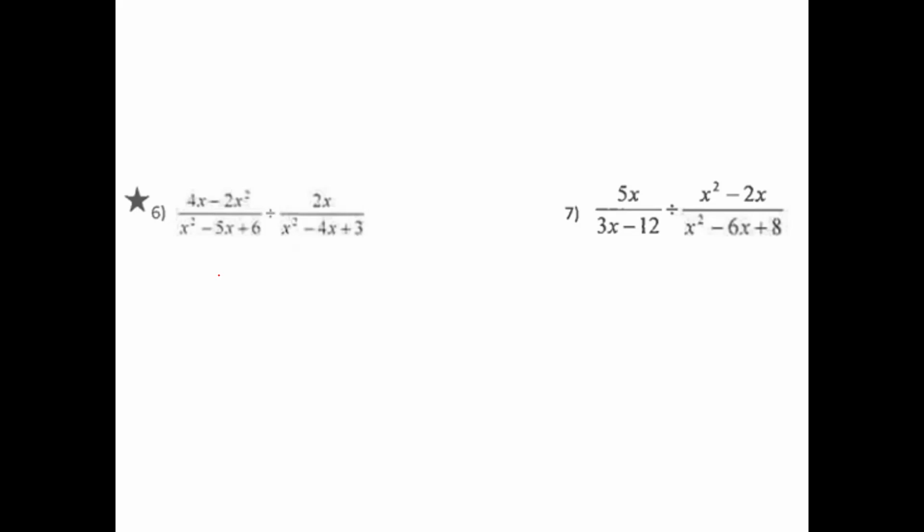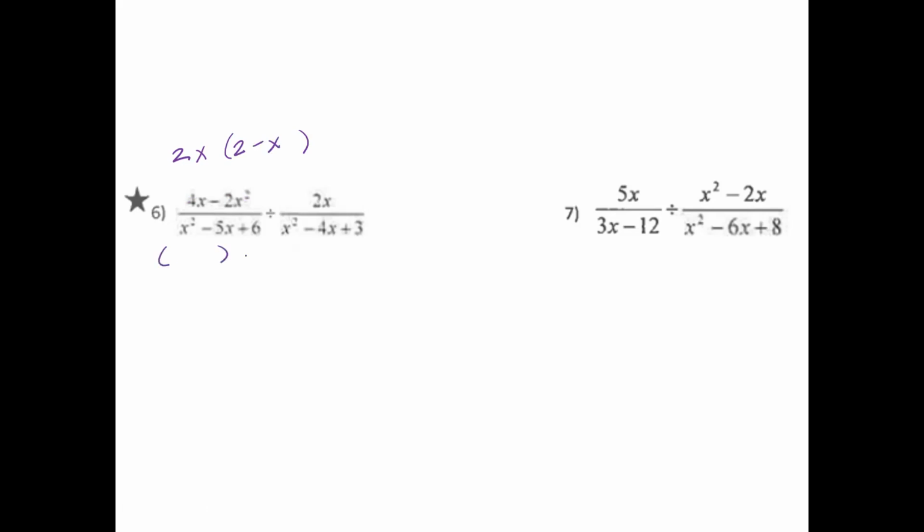Okay, so for number 6, you guys, take a look at the numerator. In the numerator, what can you factor out? I can see there's a 4 and a 2, so I can take a 2 out. I see an x and an x squared, I can take an x out. So then what goes back in? 2 minus x. That's the first part right there, okay?